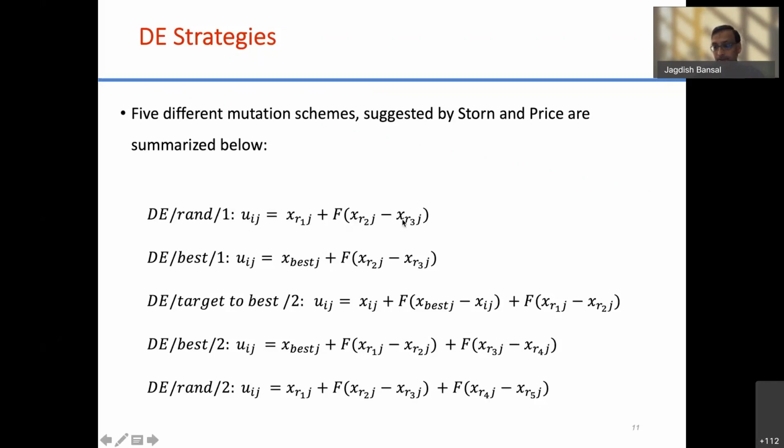So this is the difference vector. So the difference of solutions, or difference of vectors, of the randomly selected potential solutions, current population members. This is only one term, and therefore here it is 1. So DE rand 1. Therefore I will write it DE rand 1.